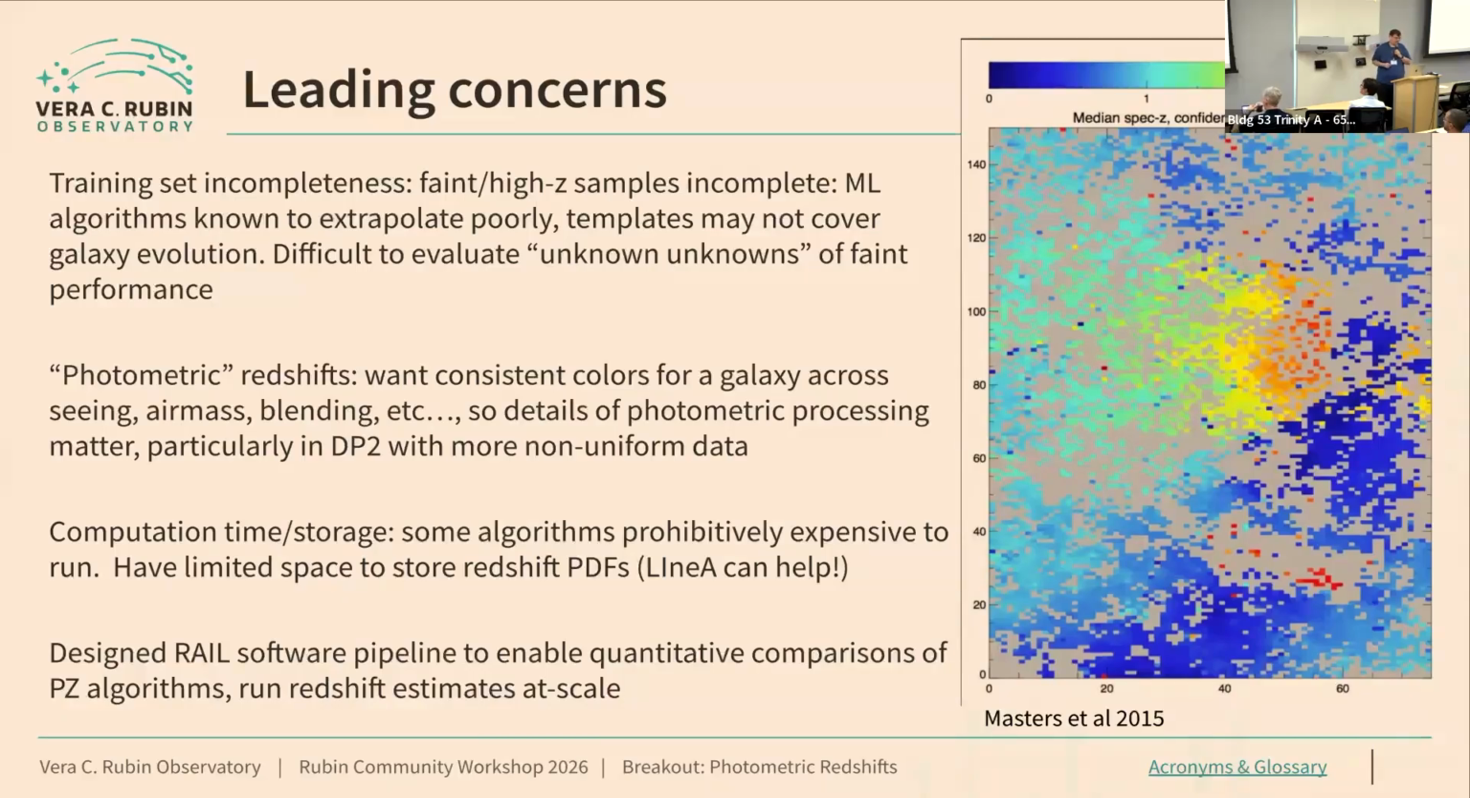Computation and storage is another issue. We're estimating redshifts for billions of galaxies. That really is not so easy for some of our algorithms. Some of our algorithms run in milliseconds per object, and it's all fine. It's actually not a huge computational burden. Others take like a second per object, and that is less scalable. And so that is something we have to worry about.